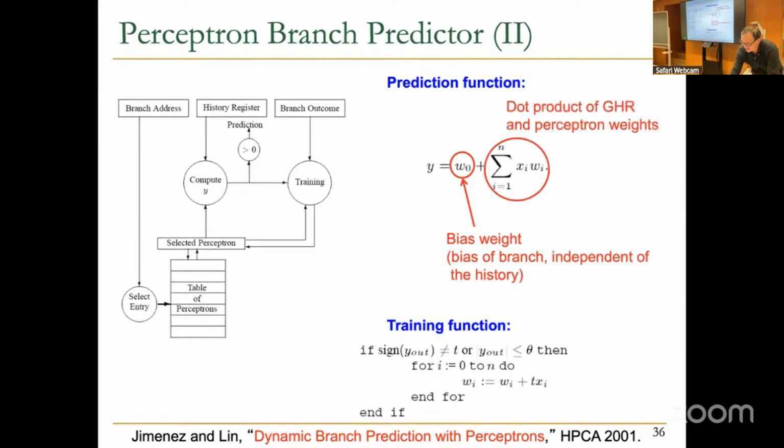And there is a dot product function of the GHR and the perceptron weights. Based on the branch address, you get a table of perceptrons, which are the weights. You select the perceptron and multiply it with the history register, and then you get the predicted branch outcome. And then there's a training function. These could be different types of training functions, but you can read the paper for more detail.